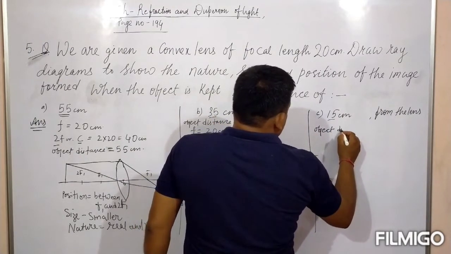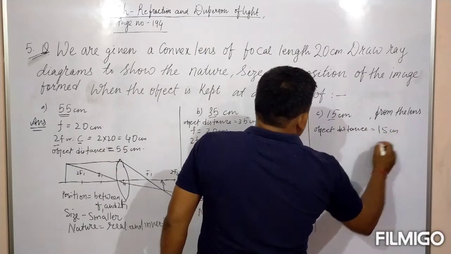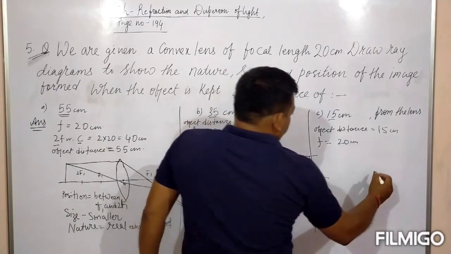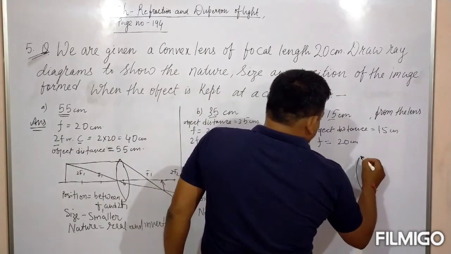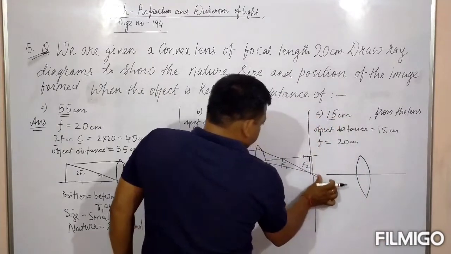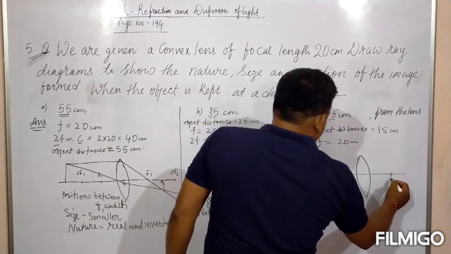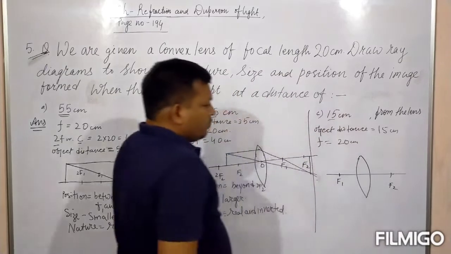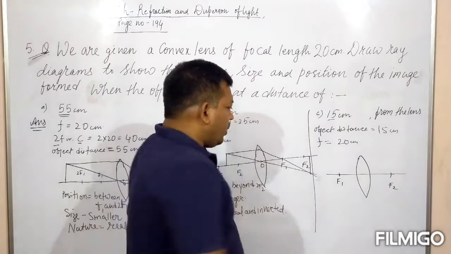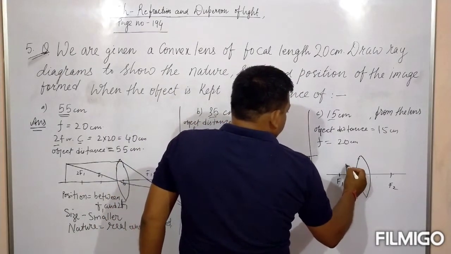The last object distance is 15 centimeter. F is given, focal length 20 centimeter. Where is the object? This is F1 and this is F2. The object is at 15 centimeter, which means it is between O and F, in this area.